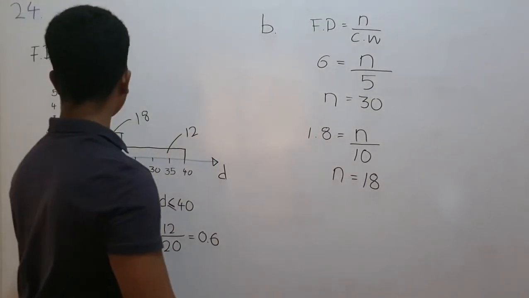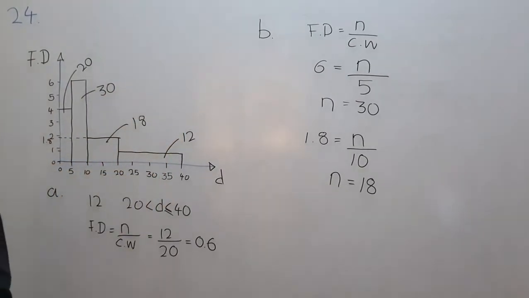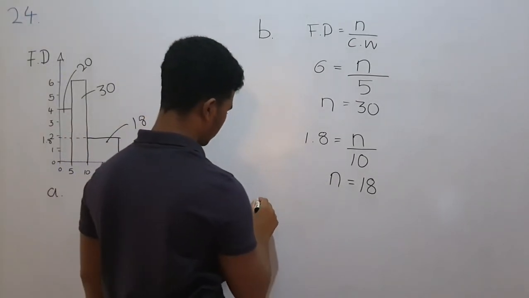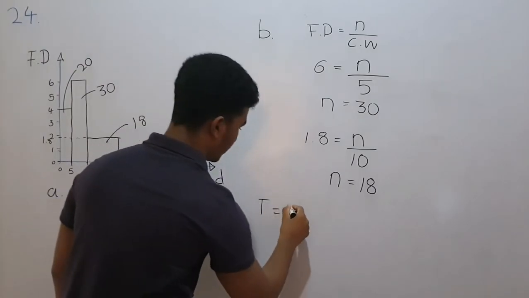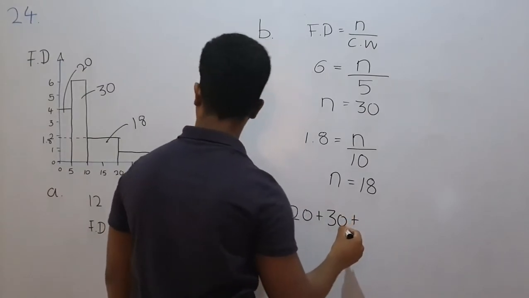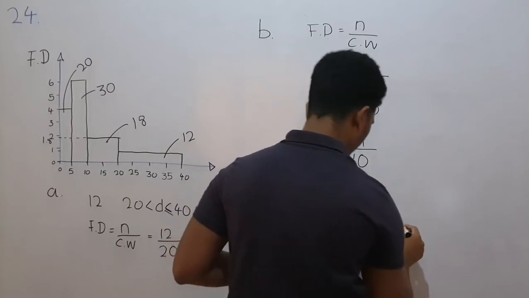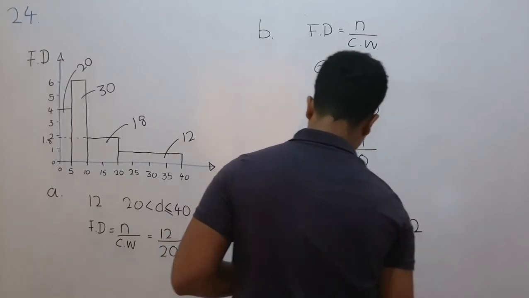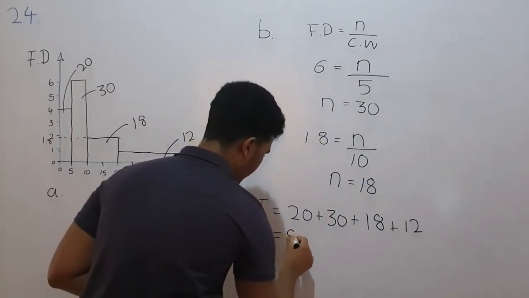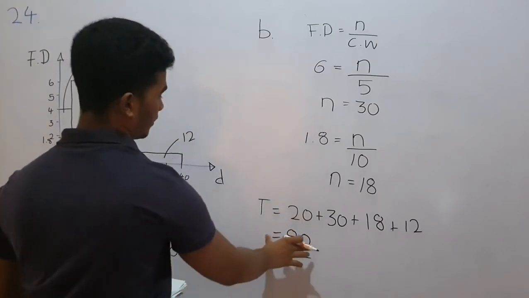Now we can get the total number of workers: 20, 30, 18 plus 12. Total is equal to 20 plus 30 plus 18 plus 12. This is equal to 80. So our total number of workers is going to be 80.